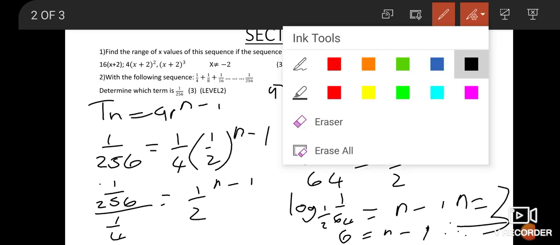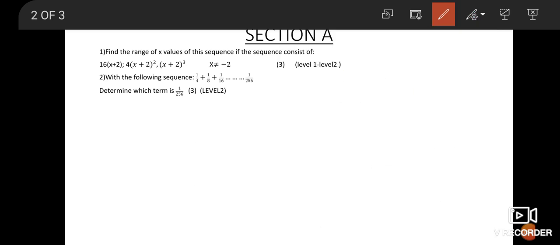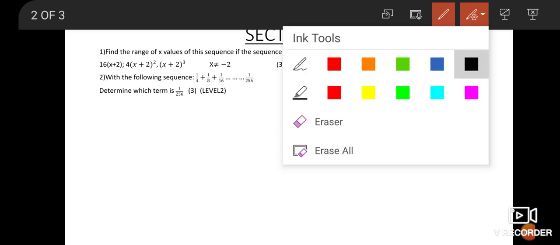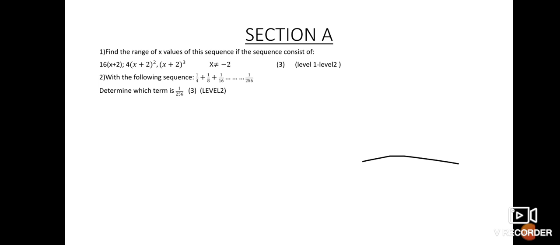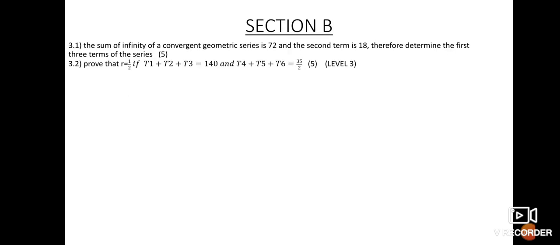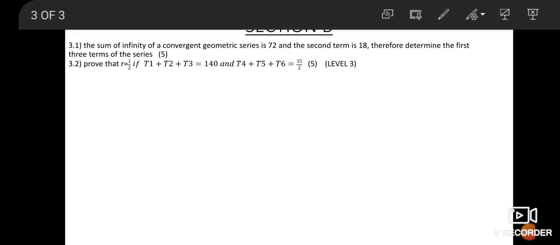So yeah, that's simple and easy. Section A should be getting full marks for these questions here. So let's go to the next question. Next question, section B. Okay, so 3.1, this is more of our level 3 questions. Level 4, maybe 3.2 will be more of a level 4, but we'll get there right now.